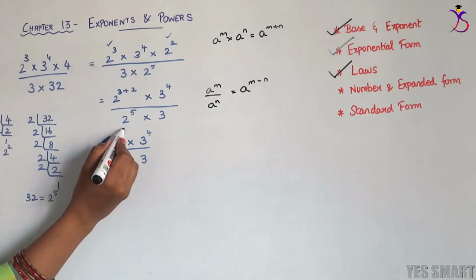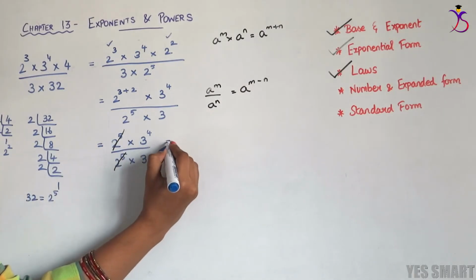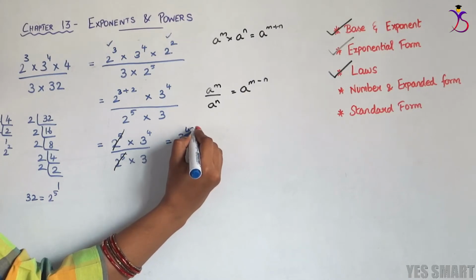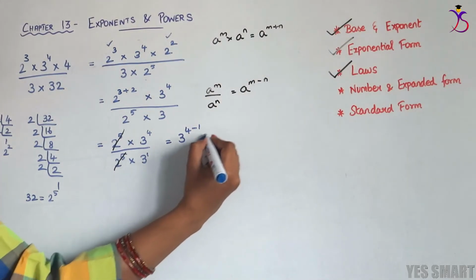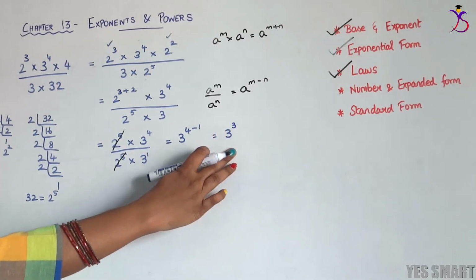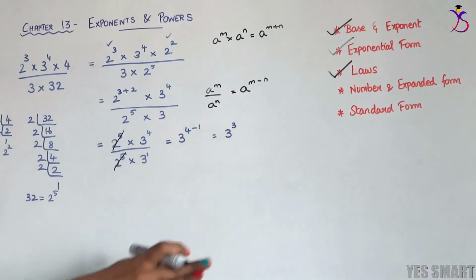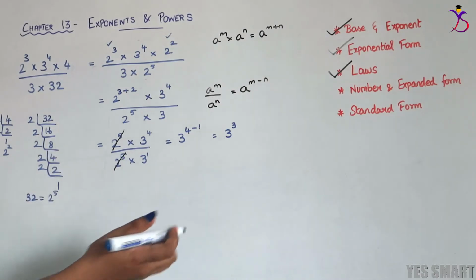Now let's cancel the first term because it is the same. Then we will have this. We can apply this law here: 3 to the power of 4 minus 1, because if there is no power, it means that 1 is the power, which is equal to 3 to the power of 3. So we have reduced the given term. We have simplified it into 3 to the power of 3. If they are asking us to simplify or reduce, we can stop here.